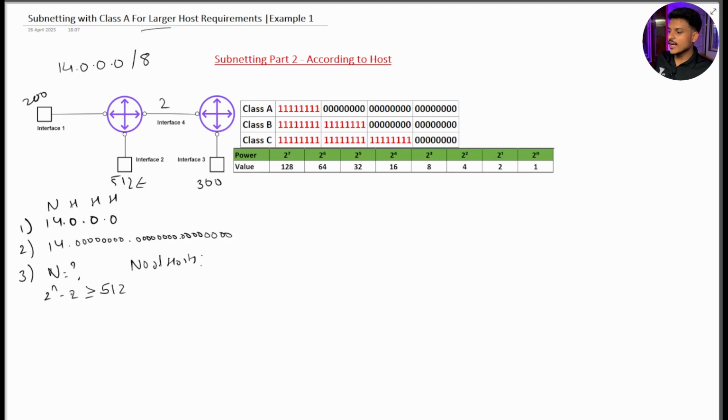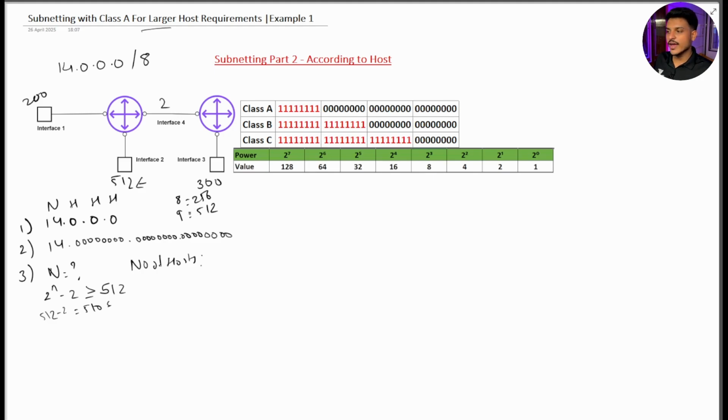By taking what value of n will it satisfy this condition? In the table, 2 raised to 7 is 128, meaning the maximum value we have taken is 2 raised to 7 only. For 2 raised to 8 the value will be 256, because it is just getting doubled, and for the power of 9 it will be 512. But can we take this 512 here? If we take n as 9, it gives us 512, and if we subtract 2 it gives us 510 only. That will not satisfy our condition, because we require a minimum of 512 hosts.